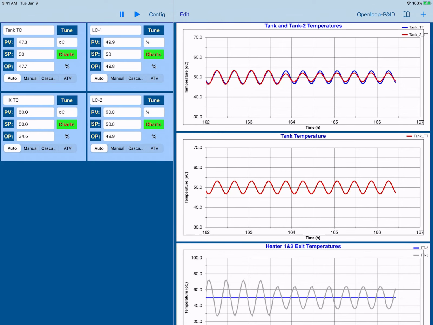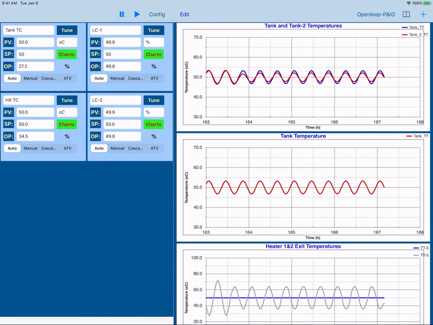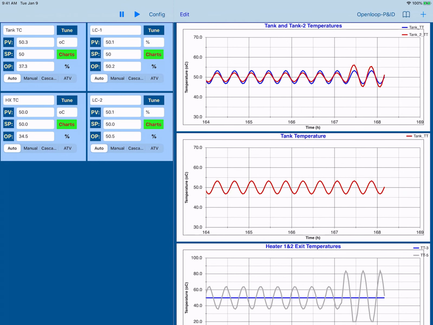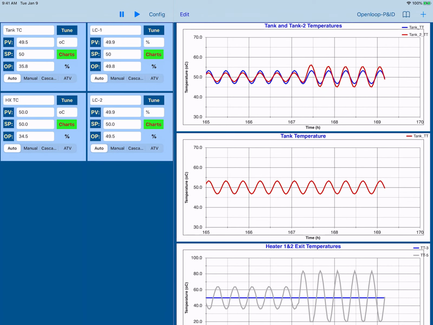Let's try something that's even greater than 8. Phase shift is still the same, but the amplitude of the red curve is clearly greater than the blue curve, and the system would be driven totally unstable under these conditions. I will now try to interpret these results in a Bode diagram.